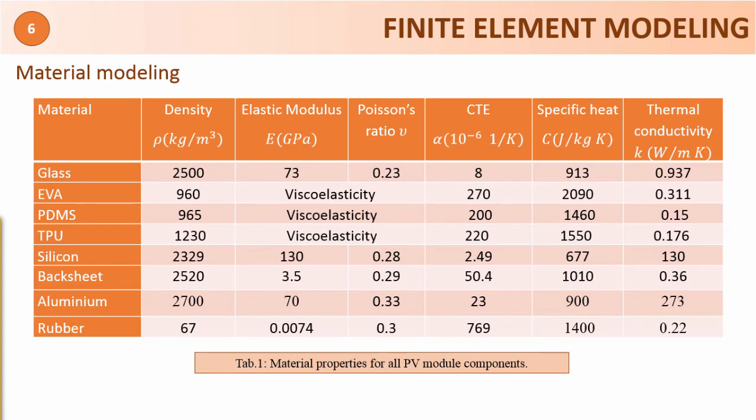Material modeling. The choice of the appropriate material model is key to determining the correct magnitude of the thermomechanical effect on the PV module. In this research, we use the linear viscoelastic model for the encapsulant materials EVA, PDMS, and TPU, and a linear elastic model for the remaining materials. Table 1 gives a summary of all material properties used in this simulation.